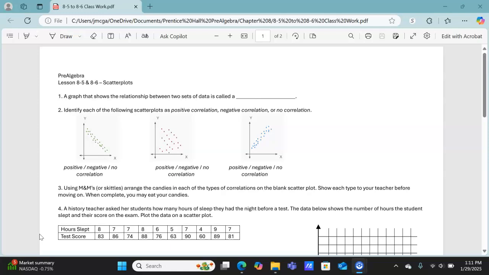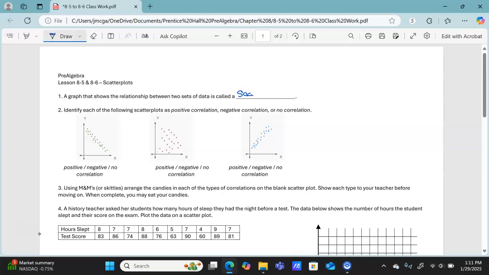This video, we're going to cover what we covered in class for sections 8.5 and 8.6. If you look on page 423 in your textbook, right in the middle of the page, you will see a definition. It says a scatter plot is a graph that shows the relationship between two sets of data. To make a scatter plot, simply graph the data in ordered pairs.